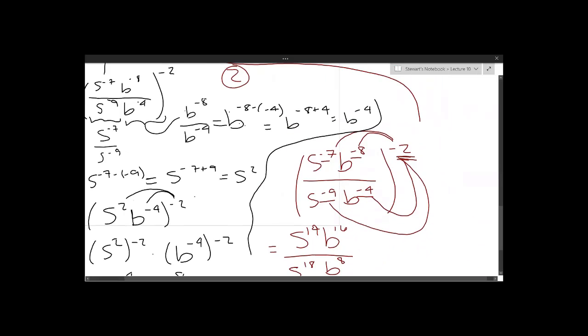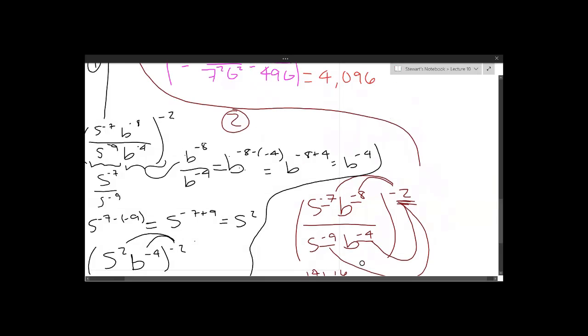Just make sure too, if you're applying an outside exponent from outside parentheses to an entire expression with multiplication and division and everything, be careful what you're applying it to. In a situation like this, the term in the numerator and the term in the denominator are each combined by multiplication. What I mean is that this 5 to the negative 7th is being multiplied to b to the negative 8th, just like this 5 to the negative 9th is being multiplied to b to the negative 4th. So they're being multiplied together in each case. So you can apply this exponent to everything separately.